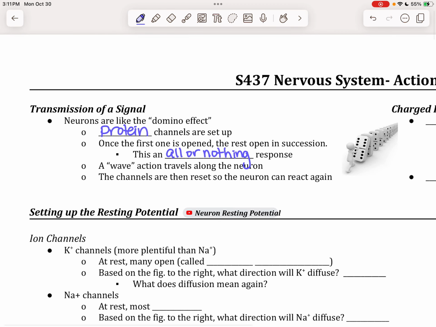The wave travels through the dominoes like it does a neuron. The channels are then reset so that the neuron can react and fire again. There is a time that the neuron has to reset. It's called a refractory period. It takes time for it to reset, and then we can fire again.